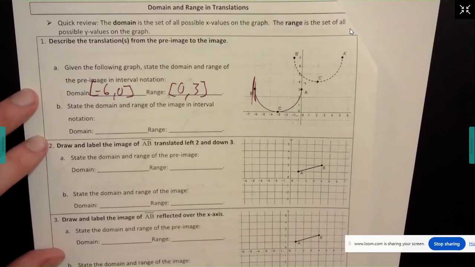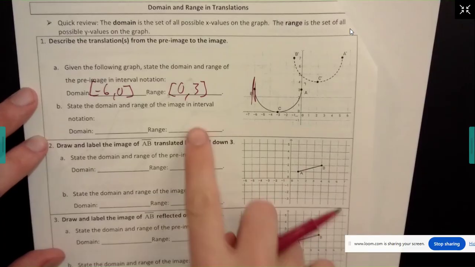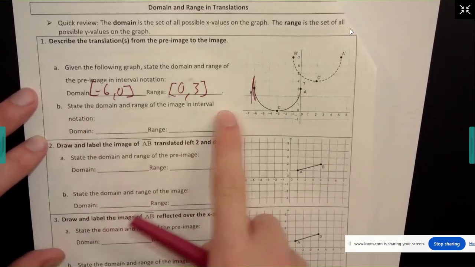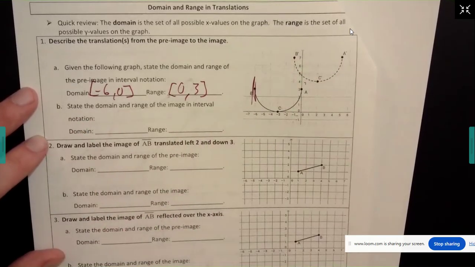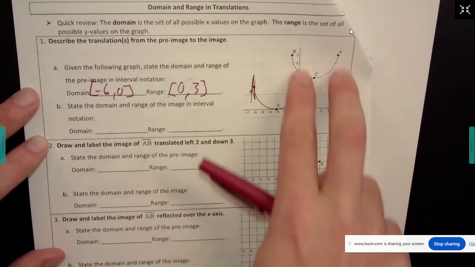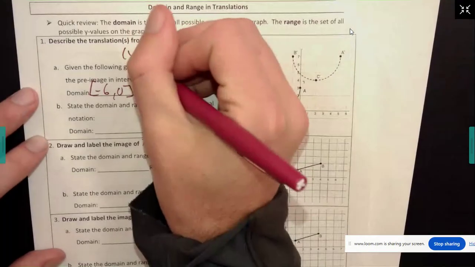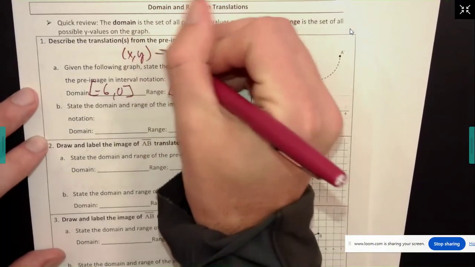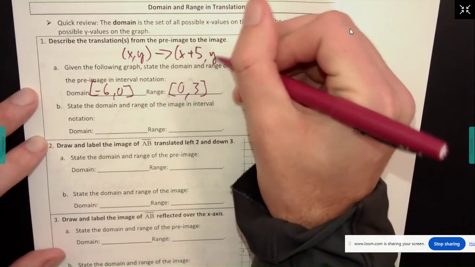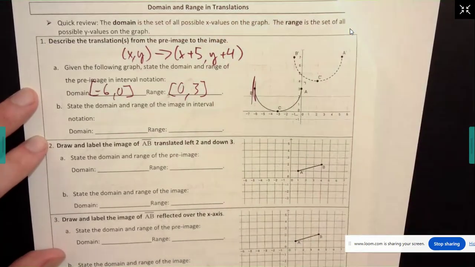State the domain and range of the image in interval notation. We're going to state the domain of the image, the new one. Looking at this figure, we slide it to the right and up. If you count, we slide it to the right 5 and up 4. So that's kind of the rule.